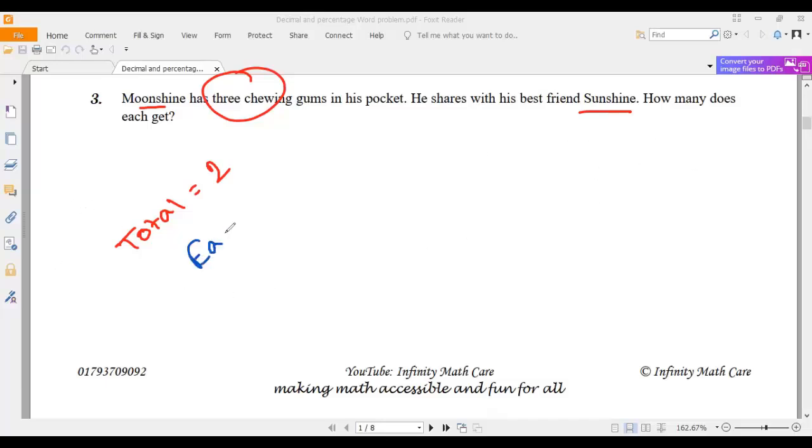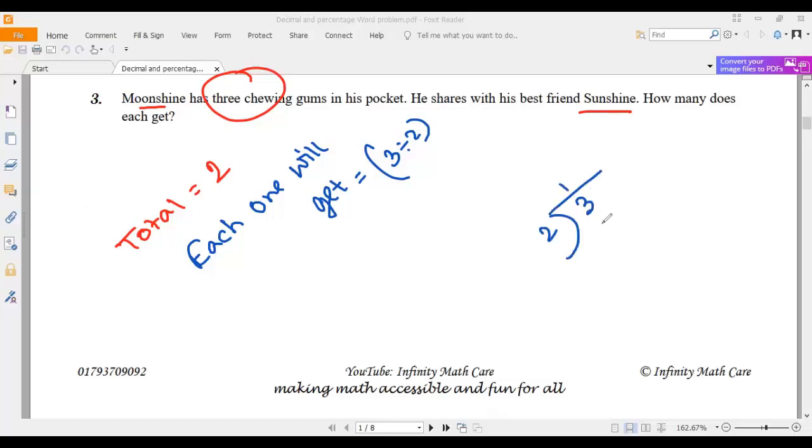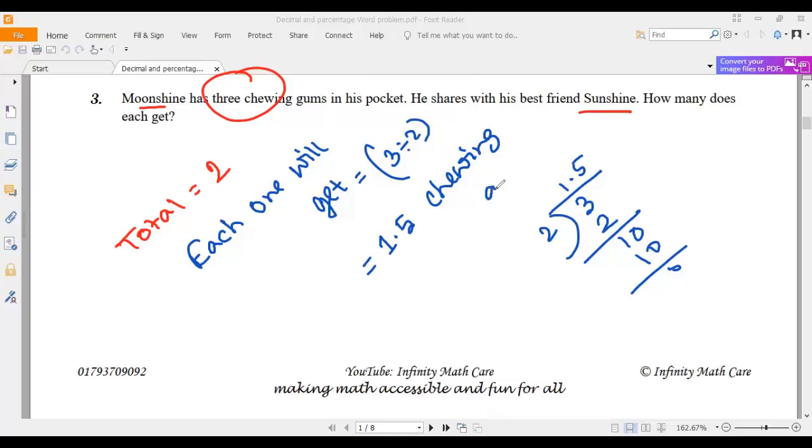So each one will get 3 divided by 2 chewing gums. So now we need to divide 3 by 2. 2 ones are 2, remainder 1. Then put a point and 0 here. 2 fives are 10. That means we can say 1.5 chewing gum. Okay. So in this way, we can easily solve decimal number problems for standard 4.